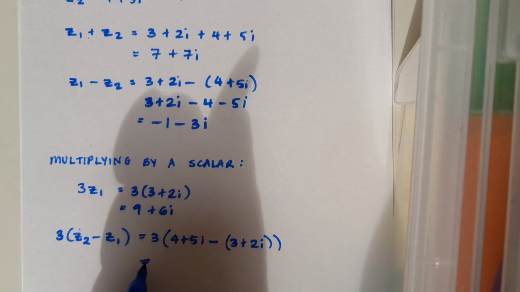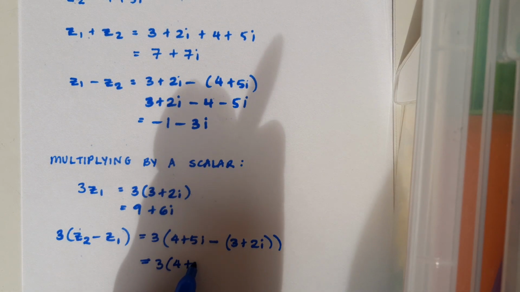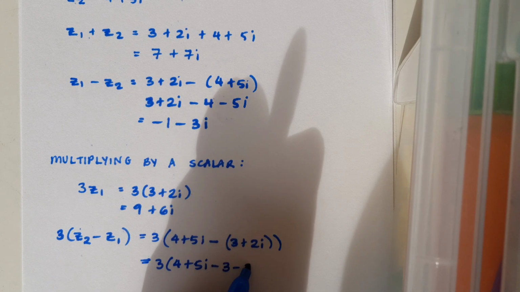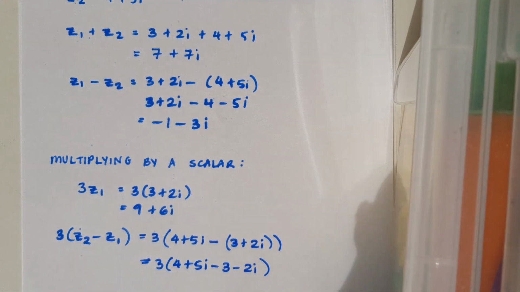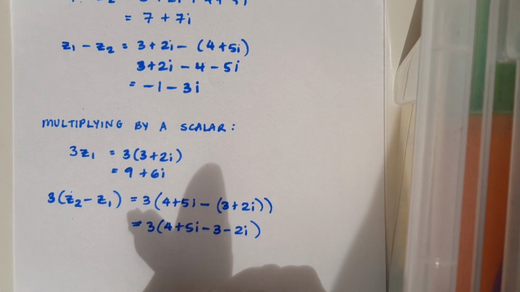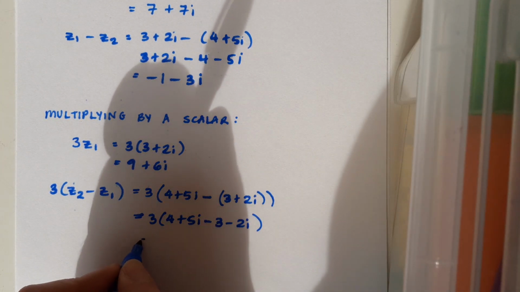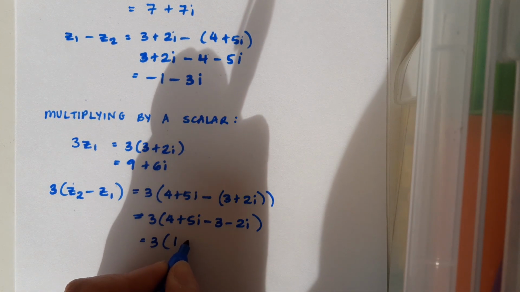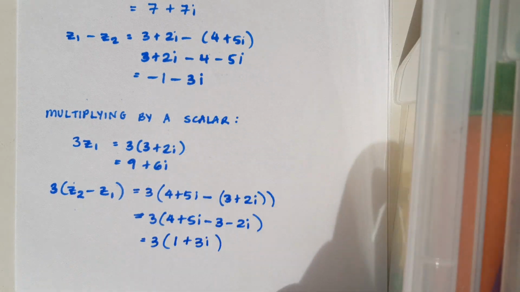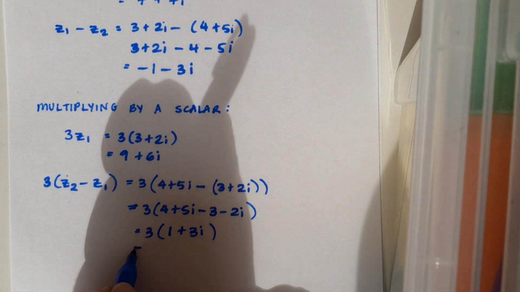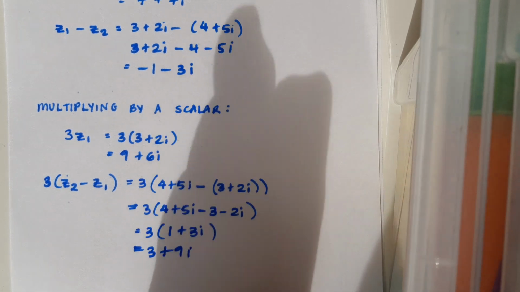And then we're going to have 3 by 4 plus 5i minus 3 minus 2i. And then I'm going to tidy up that line, and then I'll multiply by 3. So I'm going to have 3 by 1 plus 3i. And so my final solution there then is going to be 3 plus 9i.